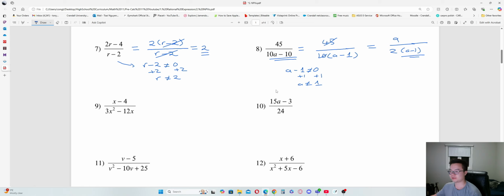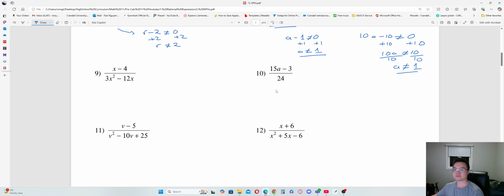Let's use 10a minus 10 to give you guys an idea that we have the same answer as well. I add 10, I have 10a not equal to 10, divide by 10, divide by 10, then I'll have a not equal to 1. So we have the same answer here.